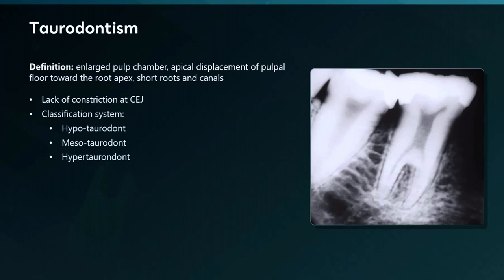So we have hypotaurodontism, where the pulp chamber is slightly enlarged and there's a mild apical displacement of the pulpal floor near the root apex. However, these changes are not as pronounced as in other types of taurodontism. Next, we have mesotaurodontism, which represents an intermediate stage between hypotaurodontism and hypertaurodontism. And finally, we have hypertaurodontism, which is characterized by a significantly enlarged pulp chamber and a pronounced apical displacement of the pulpal floor toward the root apex. The tooth most likely to be affected by taurodontism is the mandibular molar.